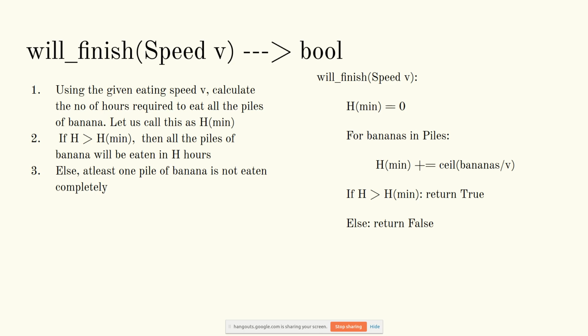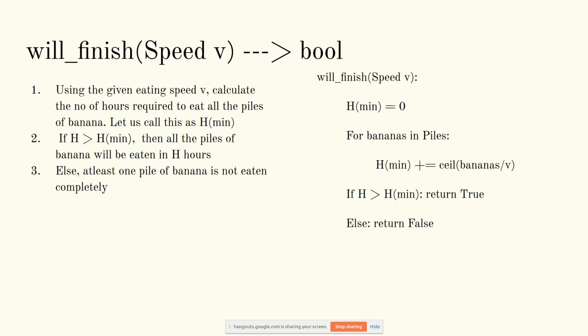Let's say it is h min. So when this h min is smaller than the given parameter h, that means we are taking even smaller time compared to the existing number. So we can say all the piles of banana can be eaten in h min, which is smaller than h. Else at least one pile of the banana is not eaten completely. So we'll code this condition like this.